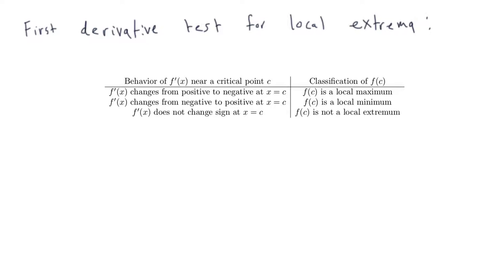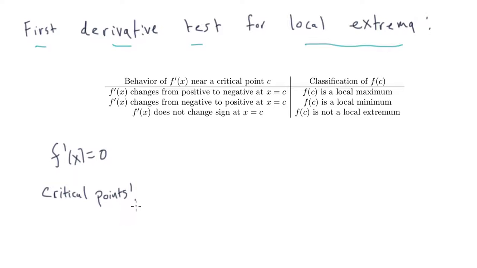Okay, so now we're ready to state the first derivative test. Now the first derivative test is a test for local extrema. And specifically, we're testing critical points. So the idea is once we take the derivative of a function and set it equal to 0, we get a list of critical points. But we don't actually know whether those critical points are local extrema or whether they're not.